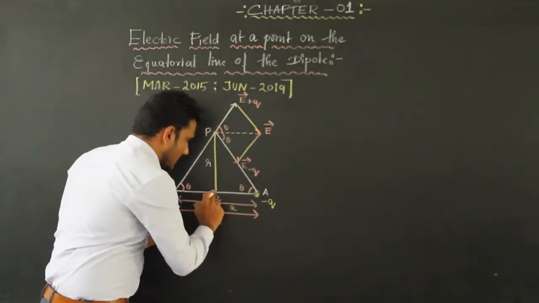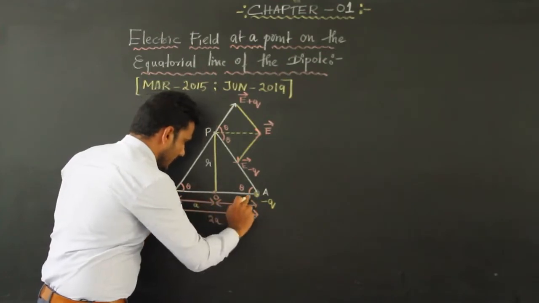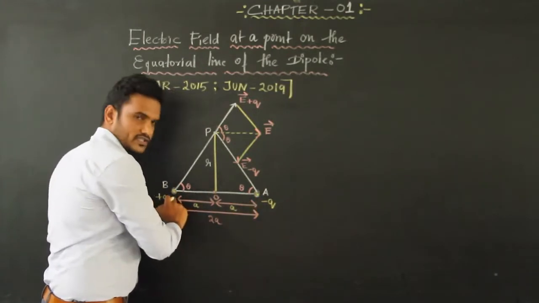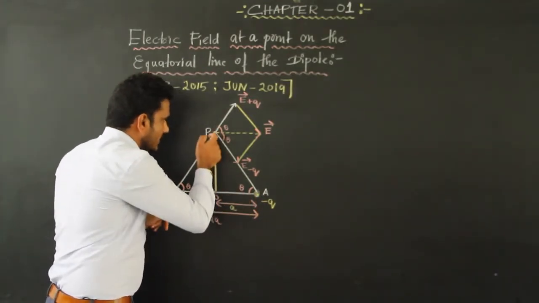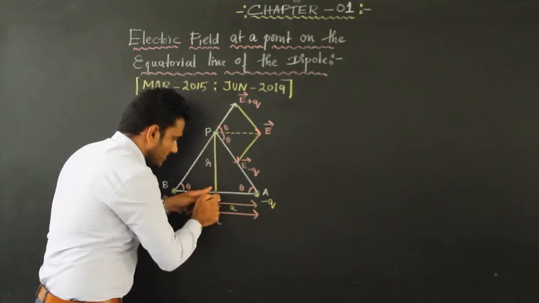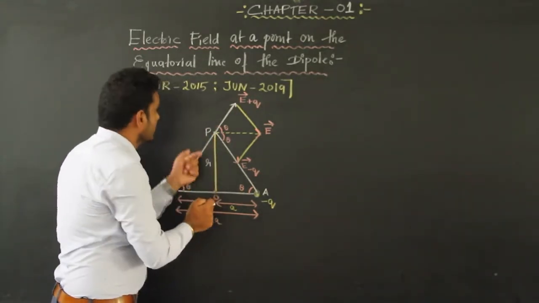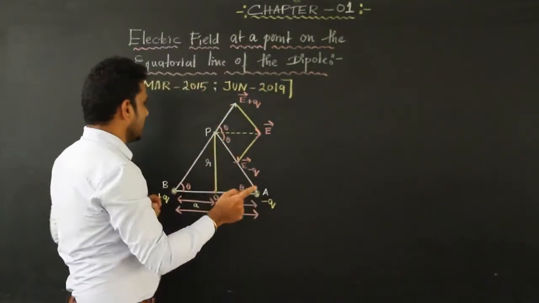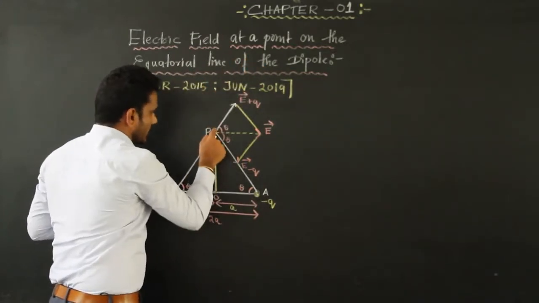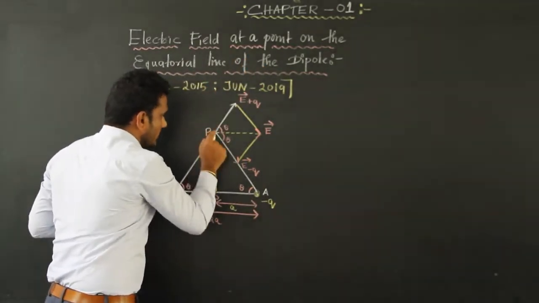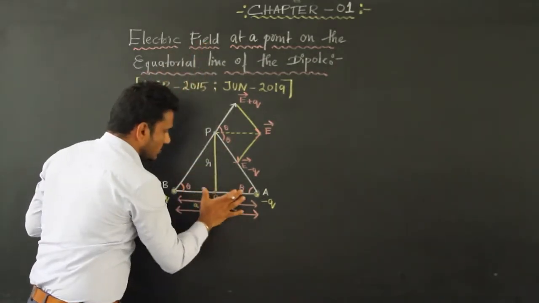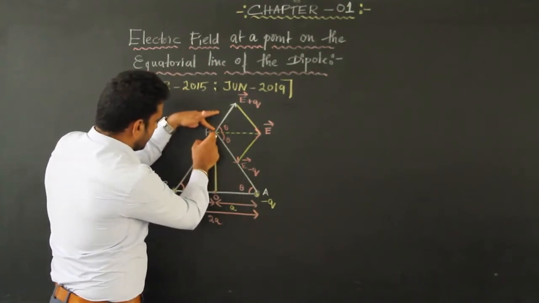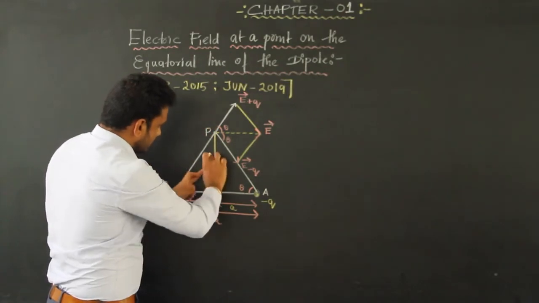Look at this. This line is the axis of the dipole. The axis of the dipole is nothing but the line joining the negative charge and the positive charge. To this axis we are taking one perpendicular line which passes through the midpoint of the dipole. This perpendicular line is nothing but the equatorial line. So our intention is to find the electric field due to the dipole at a point on the equatorial line. The distance between the point on the equatorial line and the midpoint of the dipole is taken as small letter r.